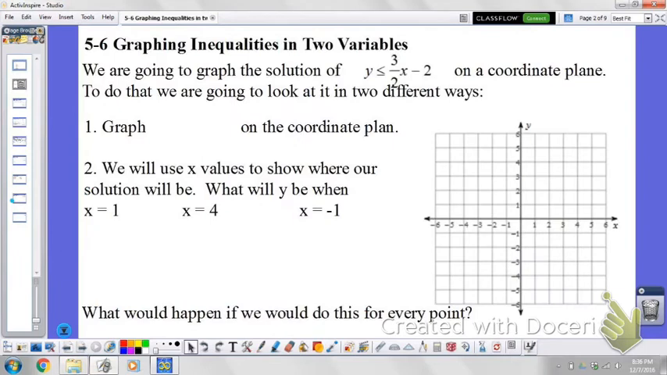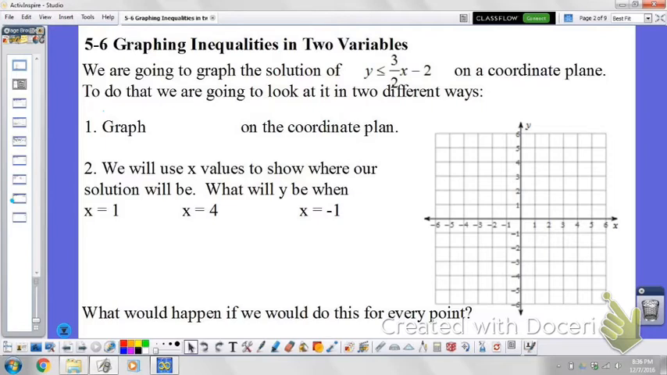So today we're going to be graphing linear inequalities. We're going to start off by graphing the solution of y is less than or equal to 3/2 x minus 2. This doesn't look too different from what we graphed. The only thing that's different is this inequality sign. We're going to take care of that later. But first, we're going to look at this in two different ways.